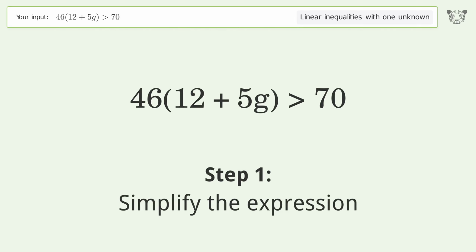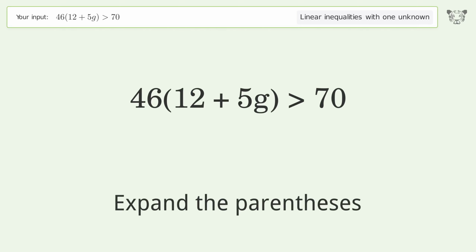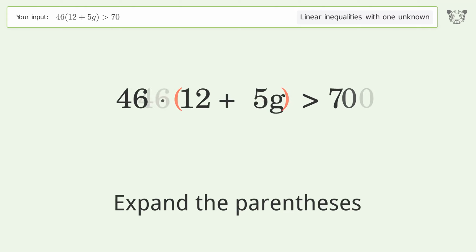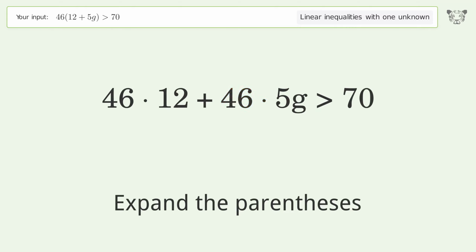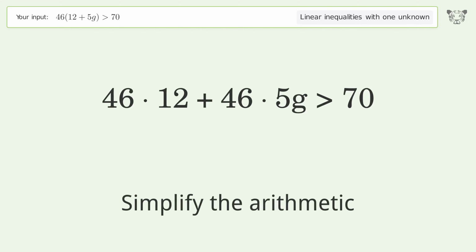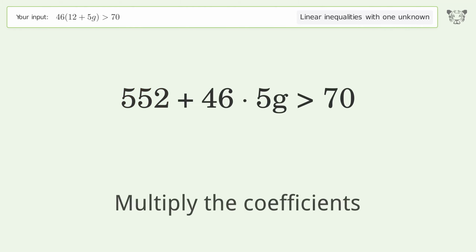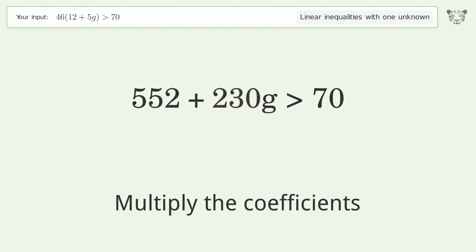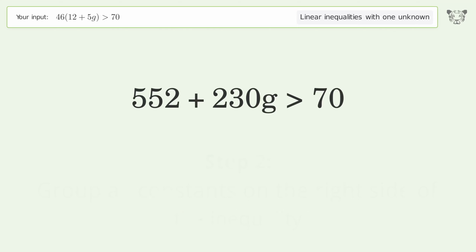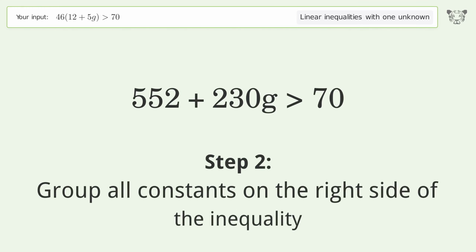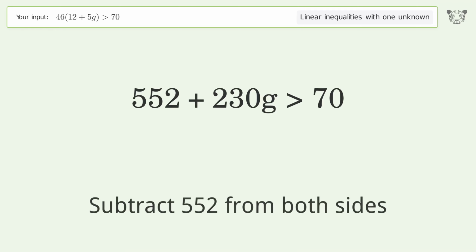Simplify the expression. Expand the parentheses. Simplify the arithmetic. Multiply the coefficients. Group all constants on the right side of the inequality. Subtract 552 from both sides.